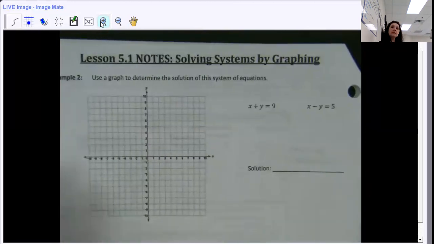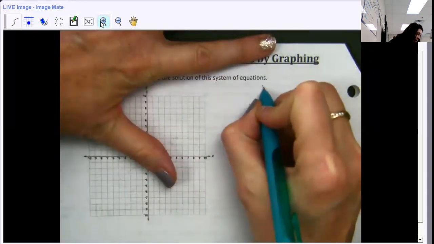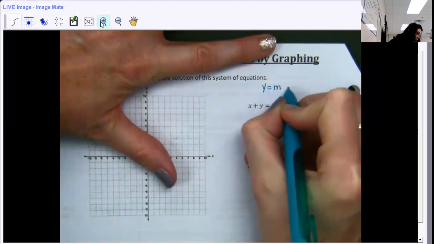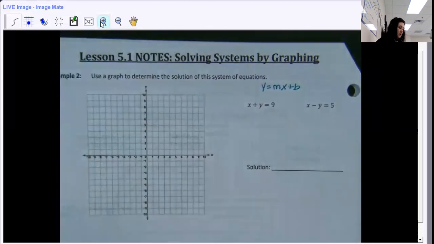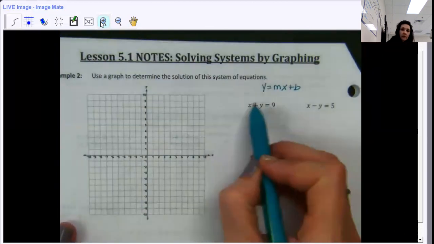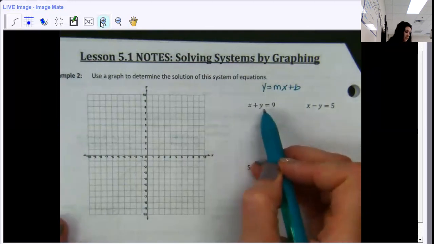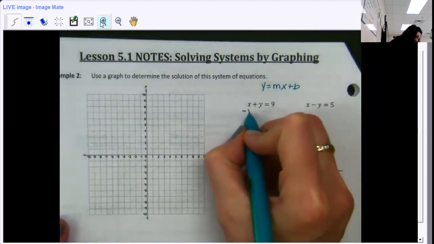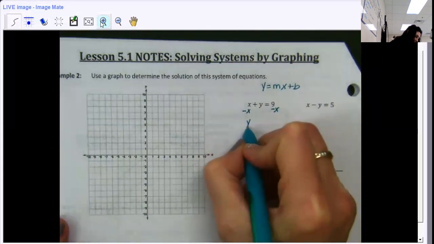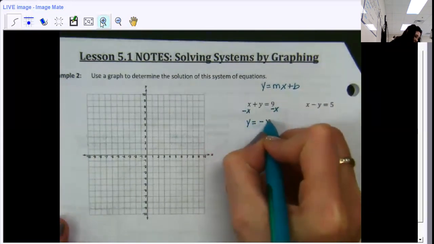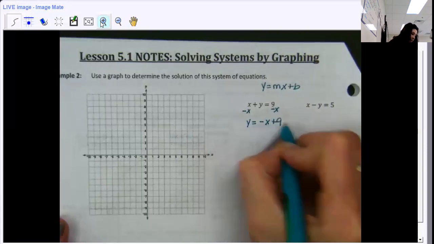All right, so the first thing we need to do is put both of these equations into slope-intercept form. I just wrote this on the other side, but just in case, it's y equals mx plus b. Okay, so we're going to go ahead and do that with this one. In order to turn this one into slope-intercept, we have to subtract the x and move it over here. And we end up with y equals negative x plus 9.